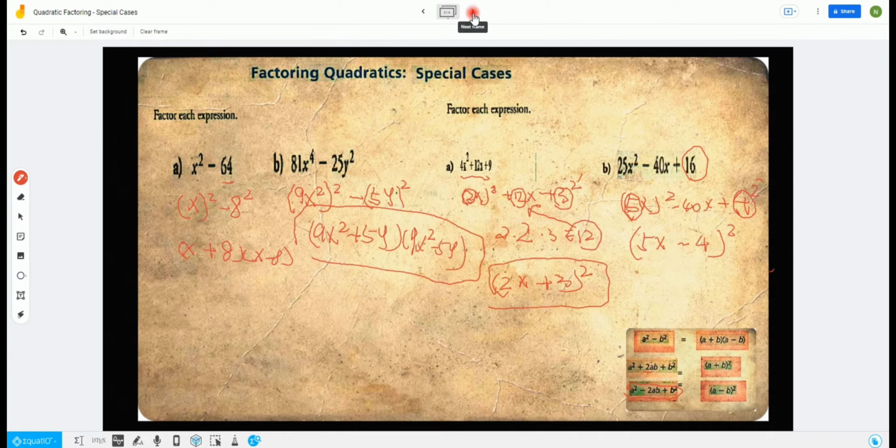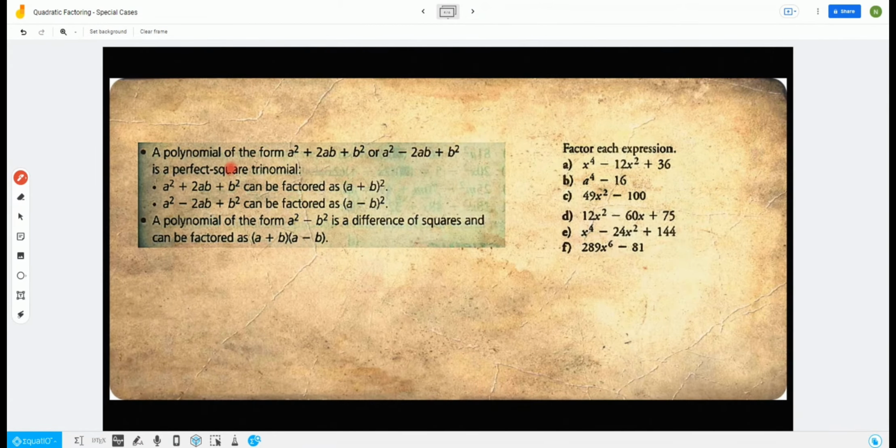Next, we do the summary. A polynomial of the form a squared plus 2ab plus b squared and a squared minus 2ab plus b squared is a perfect square trinomial. The first can be factored as a plus b squared, and a squared minus 2ab plus b squared can be factored as a minus b squared. Pay attention: when the middle term is negative, the factor has a negative; if all are positive, it's positive. A polynomial of the form a squared minus b squared is a difference of squares, and can be factored as a plus b times a minus b.